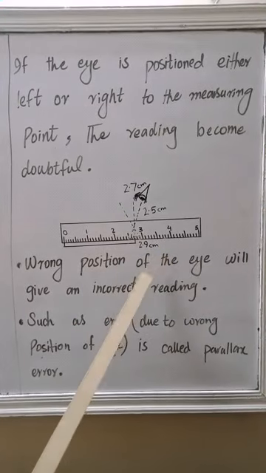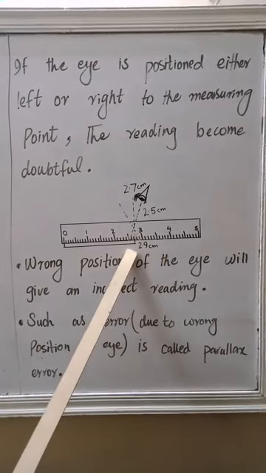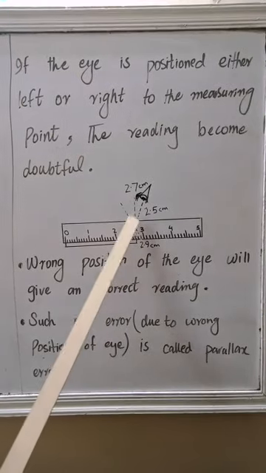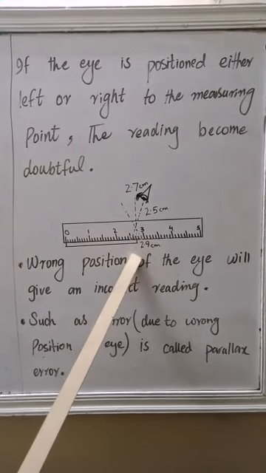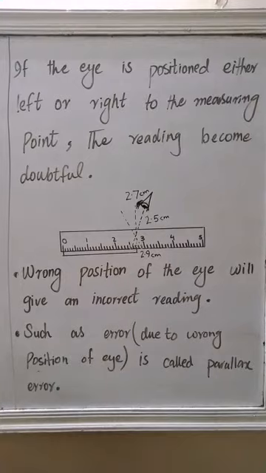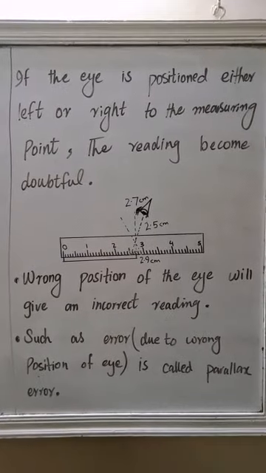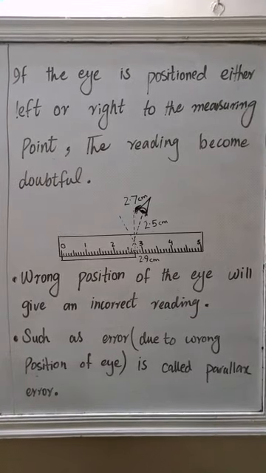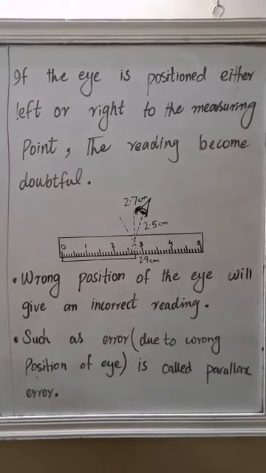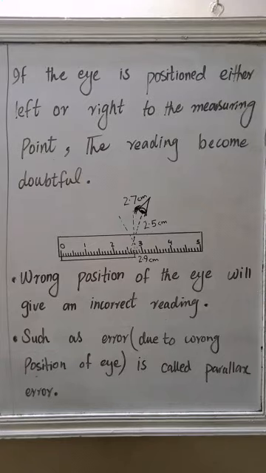Wrong positioning of the eye will give incorrect reading. Such an error due to the wrong positioning of the eye is called parallax error. It is better to measure from 1 centimeter mark of the meter rule or measuring tape and then subtract 1 centimeter from the final reading. This is because of the wears and tears of zero edge of the scale.